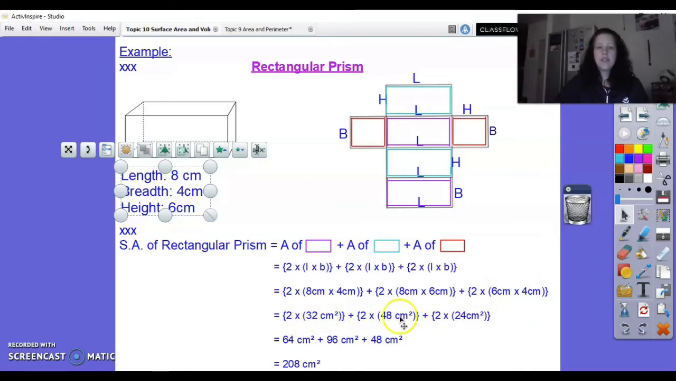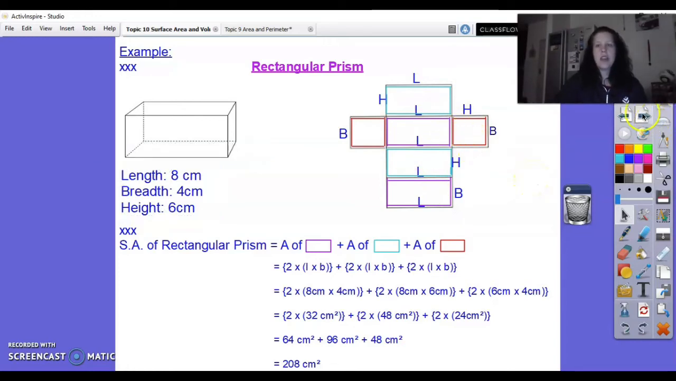If I multiply each of them by 2 individually, I get 64 centimeters squared plus 96 centimeters squared plus 48 centimeters squared. If I add them all together, I get a total of 208 centimeters squared. So my rectangular prism has got a surface area of 208 centimeters squared.